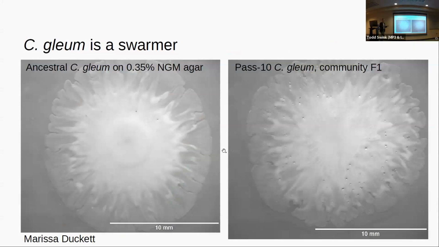Now, C. gleum is a swarmer. This is another motile bacteria. And so here we were looking at swarms of these guys on swarming agar, swarming NGM agars, nematode growth medium, which we do these experiments on. And we can see, so this is ancestral. We can see, it's kind of center of the swarm, and we've got these lobes pushing out as the colony starts to swarm outwards. This is an original type isolate from community F1 from the 10th pass of these communities. We see it's still very motile, but the pattern of motility has changed a little bit. We don't have this nice kind of regular big lobes. We have more regular lobing around the outside, suggesting there's been some changes in the specifics of motility.